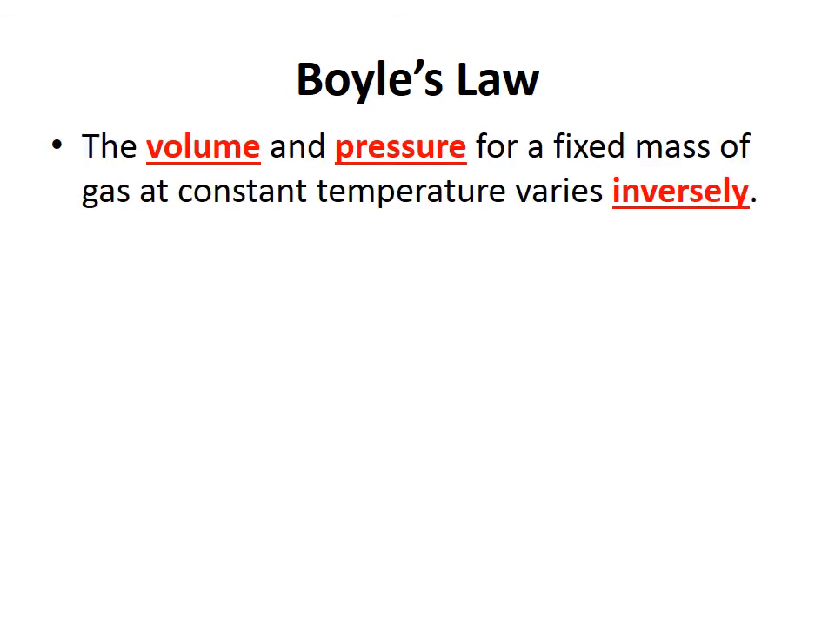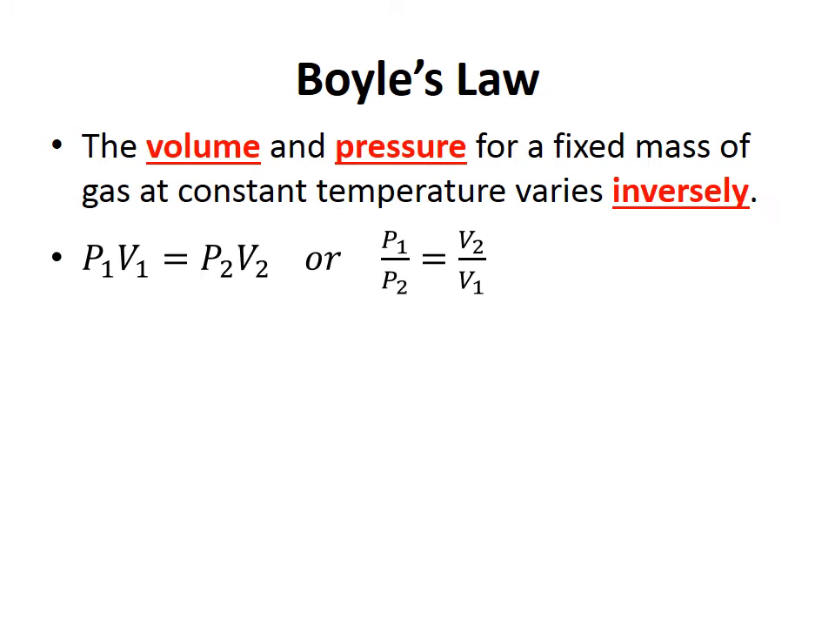So let's start off with Boyle's law. Okay, so Boyle's law describes the relationship between pressure and volume at a constant temperature. And it states that the volume and pressure for a fixed mass of gas at a constant temperature vary inversely. So what that means, if we have a certain amount of gas at a fixed temperature, the volume and pressure will vary inversely. So if I increase pressure, I'm going to decrease volume. If I increase volume, I decrease pressure. So as one variable increases, the other decreases.